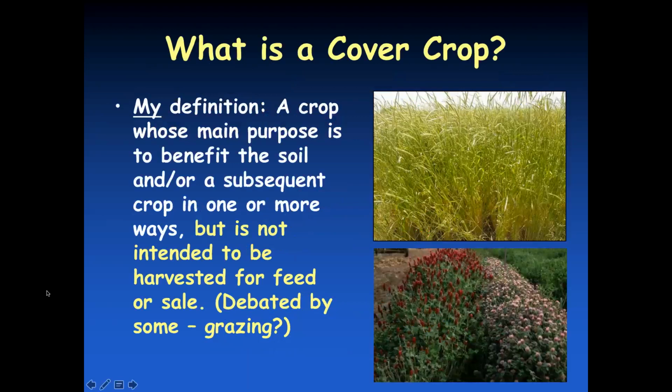Okay. What is a cover crop? A lot of people have different definitions. My definition is a crop whose main purpose is to benefit the soil or the next crop in one or more ways, but is not really intended to be harvested for feed or for sale. That would make it a cash crop. Some folks like to graze what they call cover crops, but again, that would kind of fall outside the definition, and become a forage or grazing crop. It's also used as a cover crop, so kind of a hybrid there.